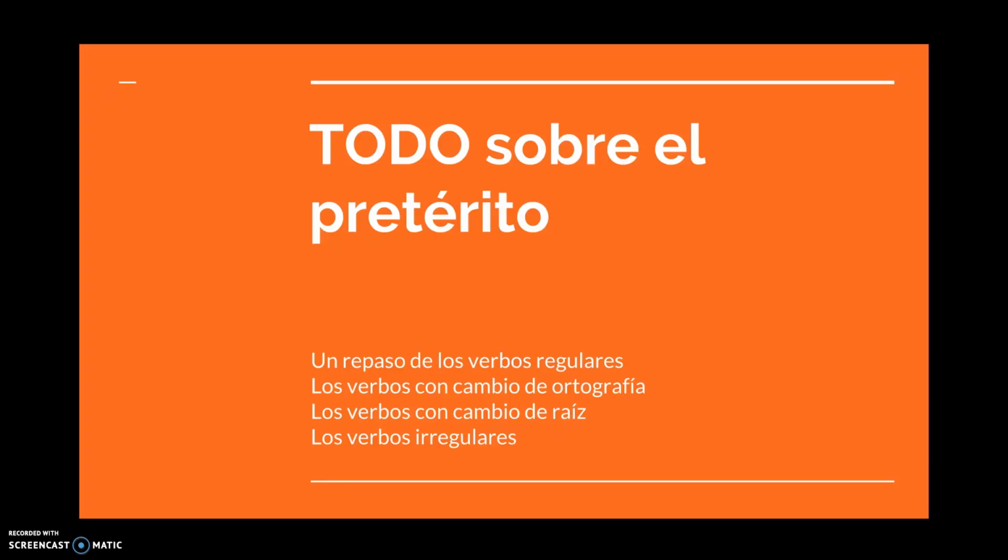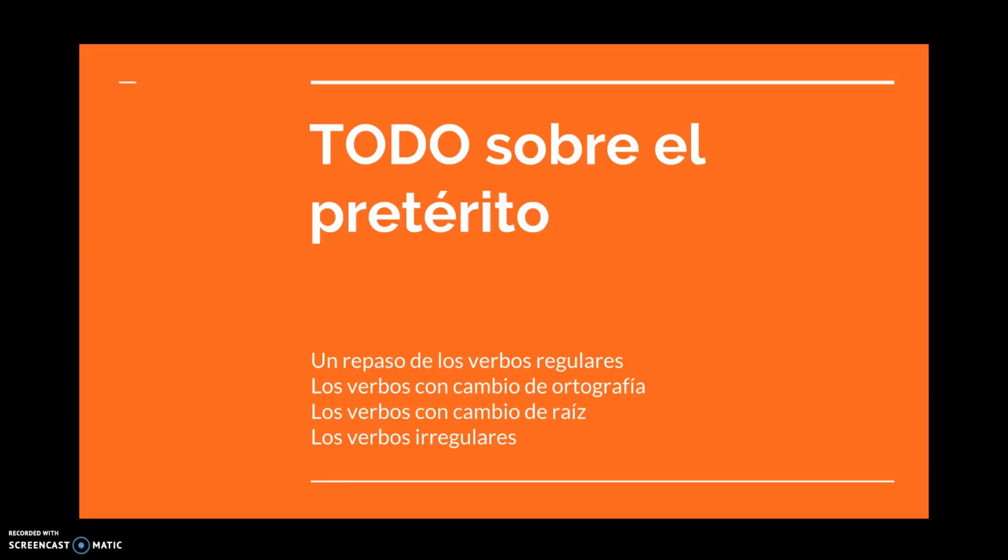We start off with un repaso de los verbos regulares and also un repaso de los verbos con cambio de ortografía. So a review of regular verbs, and then also of the spelling change verbs that we worked with earlier in the year, back in late November, early December. We are also going to be working with los verbos con cambio de raíz, which are stem changing verbs in the pretérito. That's new information for you. And los verbos irregulares en el pretérito, irregular verbs in the preterite. You will be required to pause the video multiple times to complete practice activities.